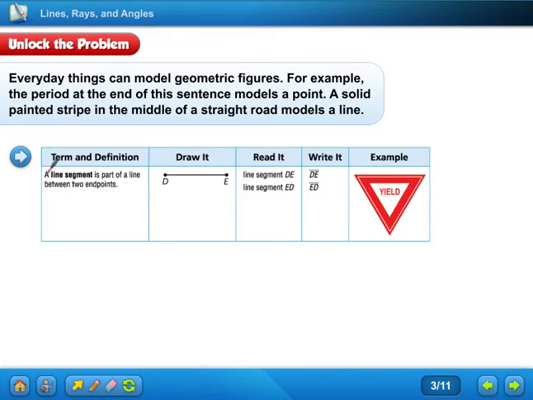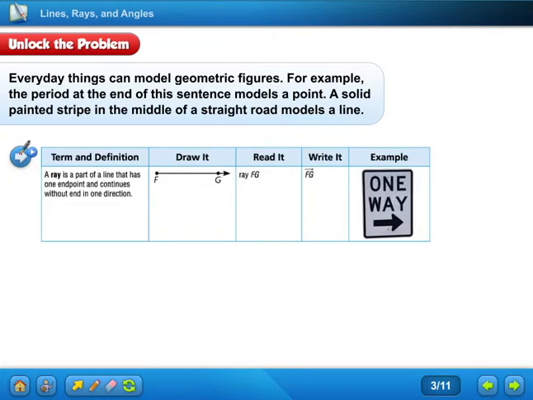All right. Let's review again. So we have our ray. Remember, it has one stopping point, and then it has the arrow that keeps on going, and you read it FG. You only read this one. If you've noticed, some of them you can read two different ways, but this one you start with that ending point right here, and then you say the G. Again, right here it's FG, and it has this ending point to the arrow.